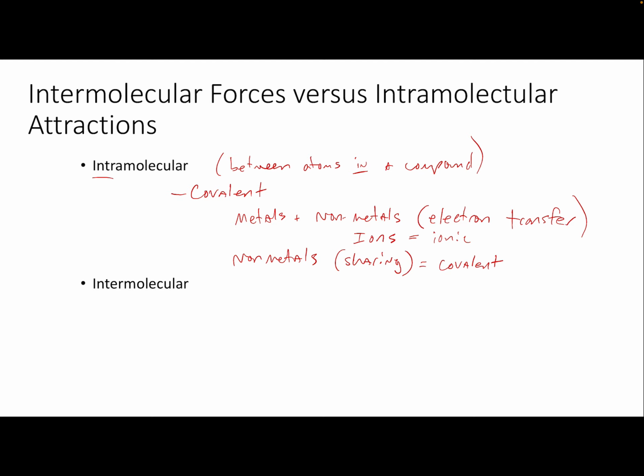So that's just the difference between the types of bonding. Now, intramolecular forces, again, between those atoms in a compound, will be either covalent if they are between nonmetals, or it'll be ionic if they're between metals and nonmetals. But those are the two types of forces, covalent and ionic, and they are going to be intramolecular.